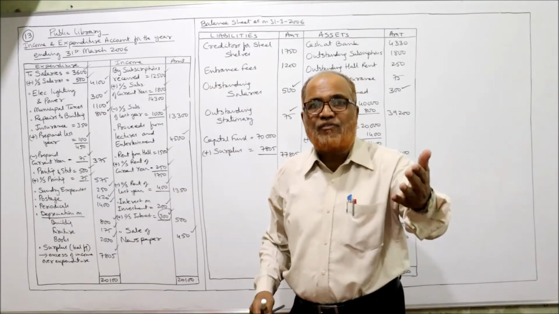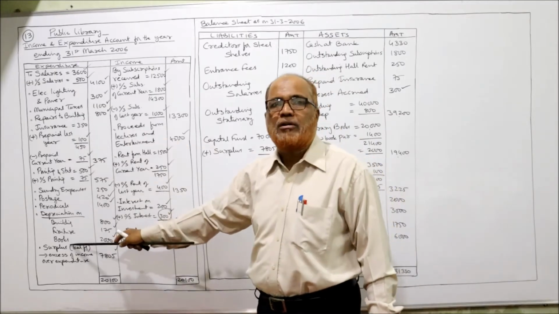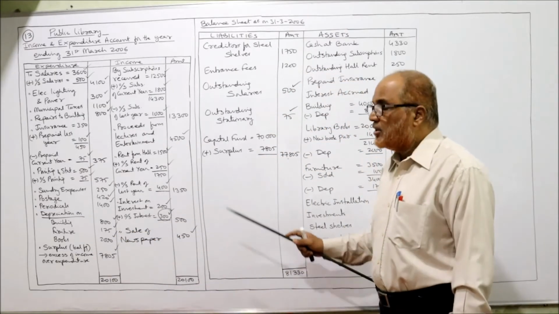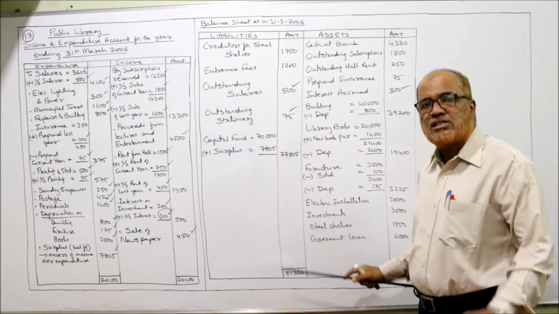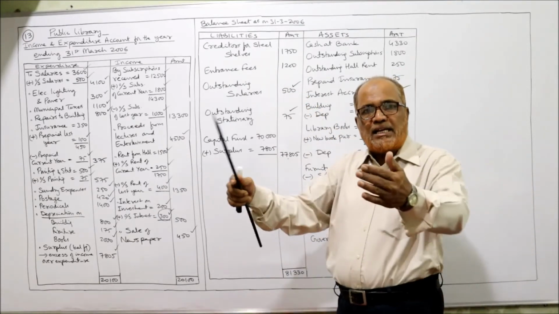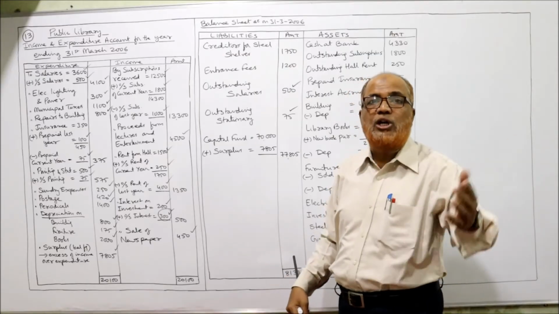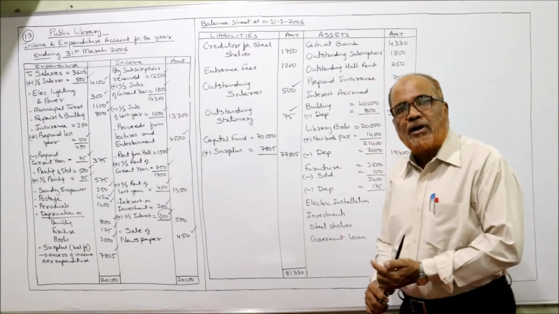Surplus means excess of income over expenditure, right? This is the balance sheet. This is the income and expenditure. Now come to balance sheet. Creditors for steel shelves. Just now I told you an adjustment is given. Steel shelves purchased and amount due to creditors. So it will appear twice.